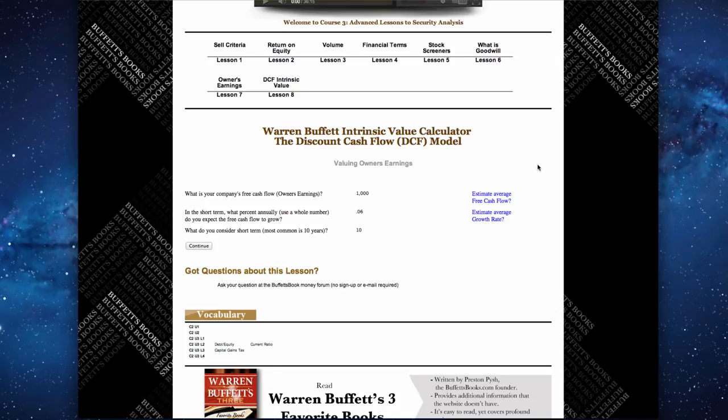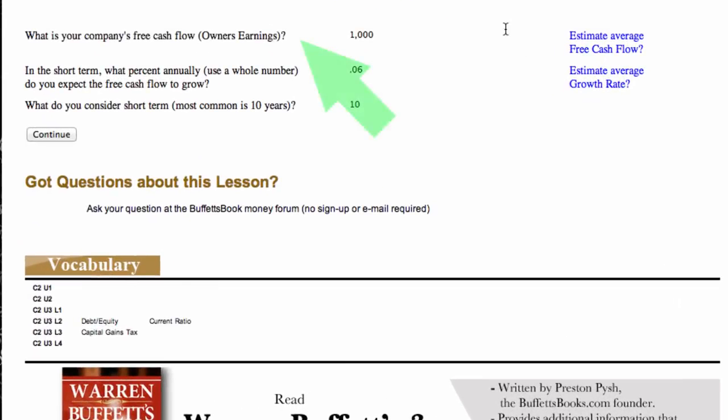When we look at the first line, you can see it asks a question. What is your company's free cash flow, also known as the owner's earnings? And this is what we learned about in the very last lesson, lesson 7 in course 3. As you saw, you were taking the cash flow from operating activities and subtracting out the capital expenditures in order to arrive at the owner's earnings. This is also known to a lot of people as free cash flow. So you're going to go ahead and estimate what that free cash flow is for the company, and that's going to be your starting point for assessing the value.